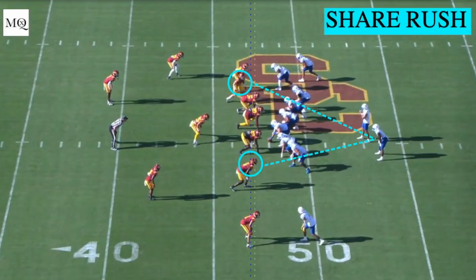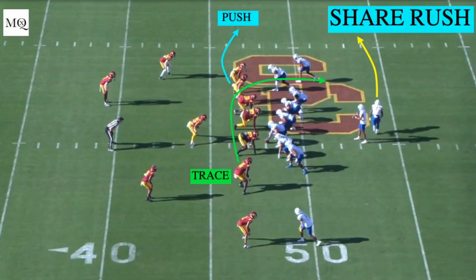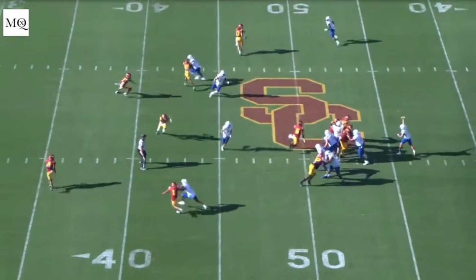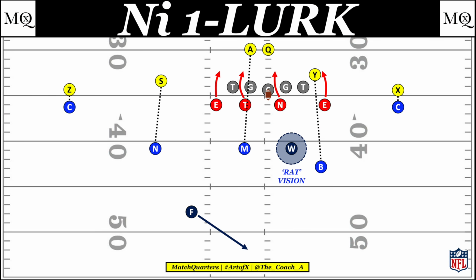Defenses can also share rush the running back, which tells defenders on either side that they're either going to insert into the rush if the running back doesn't come their way, or if the running back flares, they're going to peel with him. Lurk is one of the most common ways a defense can play cover one on medium downs, 4 to 6 yards, and have a vision defender for any shallow cross, screen, or quarterback scramble.